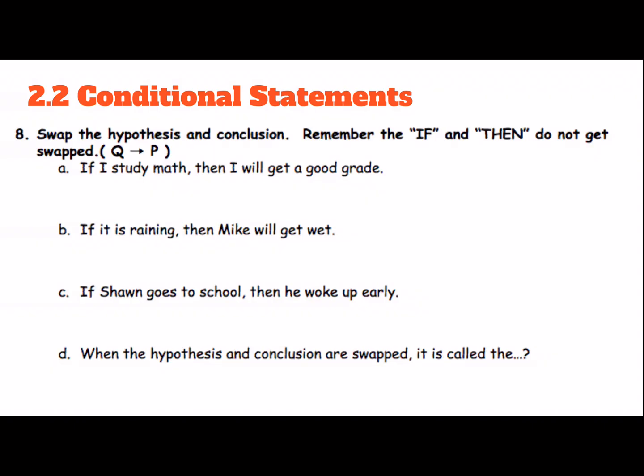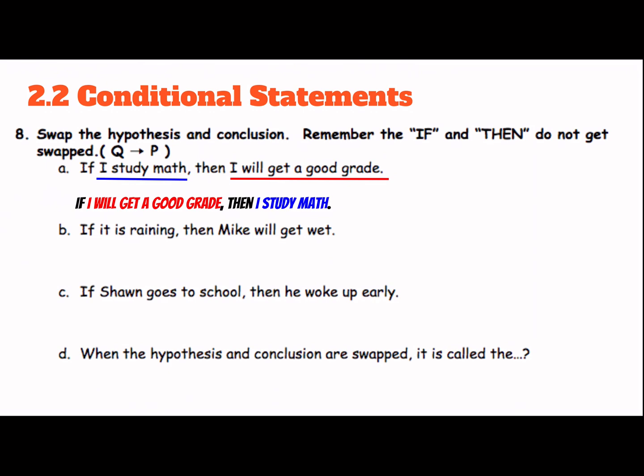There we go. All right, our next one. So we want to swap the hypothesis and conclusion. So this isn't negating it, it's swapping it. And just a reminder that the if and then do not get swapped because the if and then are not part of the hypothesis and conclusion. So for this first one, remember our I study math is our hypothesis and our conclusion is I'll get a good grade. So all we're doing this time is we're literally swapping the underlined blue and red part. So instead of if I study math, it becomes if I'll get a good grade, then I study math. So we're literally just swapping the blue and the red.